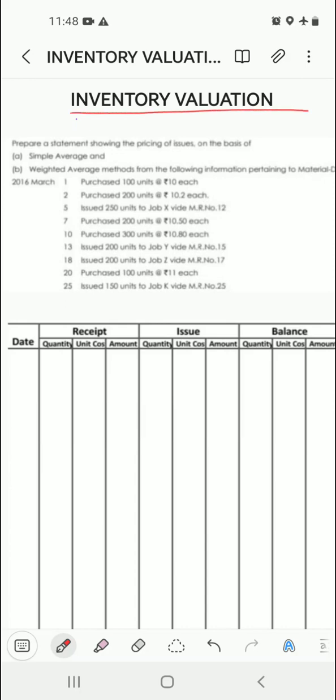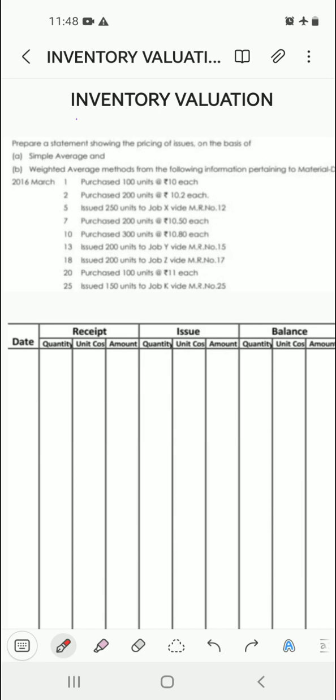Inventory valuation. This is a video which is a continuation to my previous video where we have solved the same sum using the simple average method, and in this video I'm going to show you how we can solve the sum using the weighted average method.